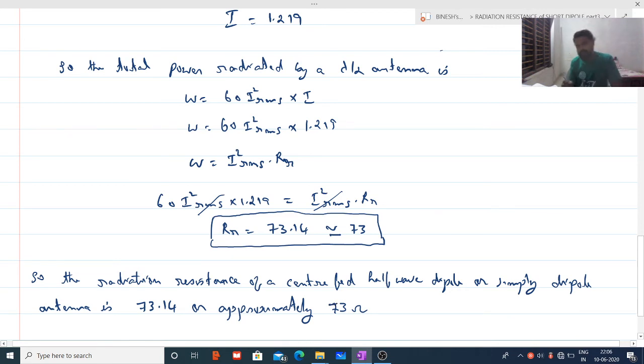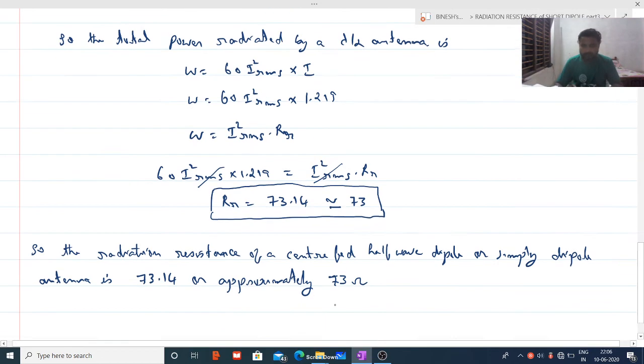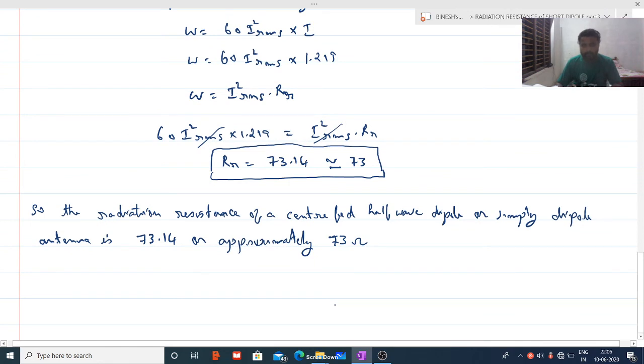Or approximately 73 ohm. Clear? So this is the lengthy derivation for the half-wave dipole antenna. Okay, so we can have a conclusion that this is the half-wave dipole antenna.